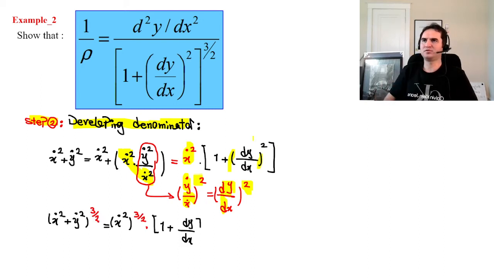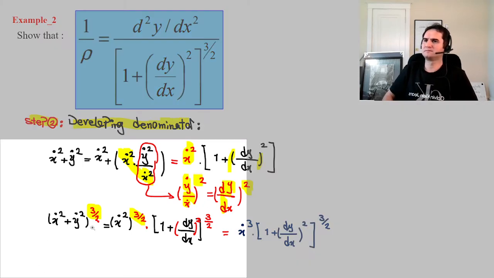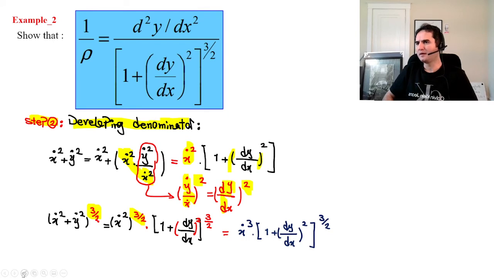And if you want to make that to the power of one and a half, you can just say x dot squared to the power of one and a half times 1 plus (dy over dx) to the power of 2, then to the power of 1.5. That's to the power of 2, then to the power of 3 over 2. And that gives you x dot cubed over, that gives you this equation.